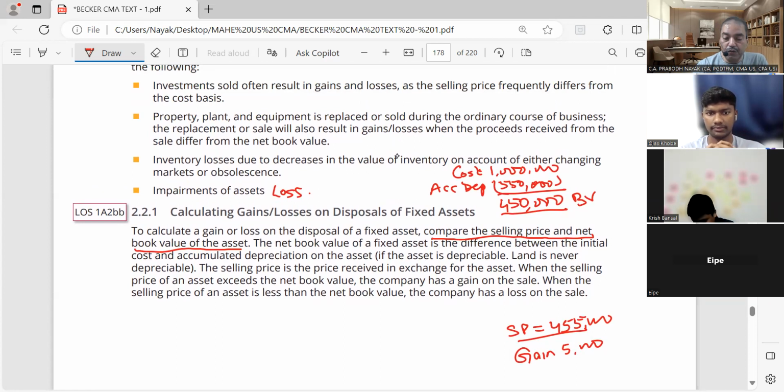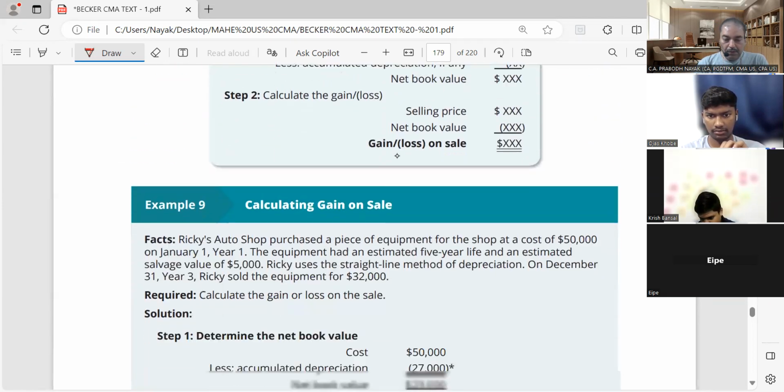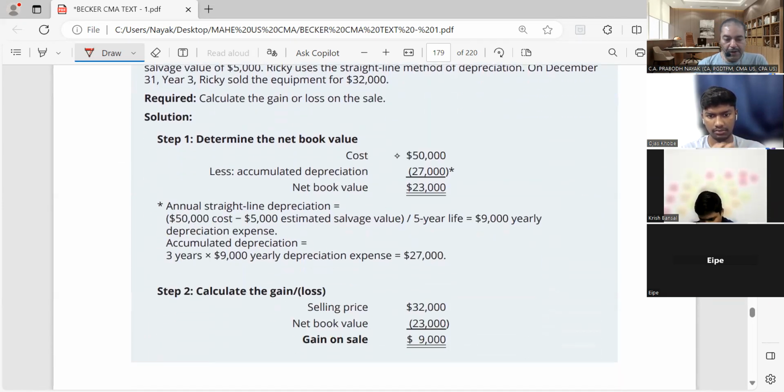The net book value of the asset is the difference between the actual cost and the accumulated depreciation, as I have shown earlier. Actual cost of the asset minus accumulated depreciation. Land is never depreciated. The selling price is the price received in exchange for the asset. When the selling price exceeds the net book value, the selling price of 4,55,000 exceeding the book value of 4,50,000, then there is a gain on the sale. And if the selling price is less, then there is a loss on sale. Calculation of gain or loss here is actually very simple.